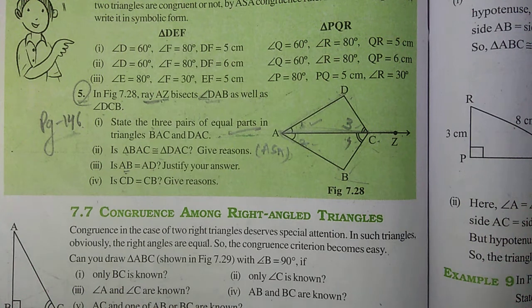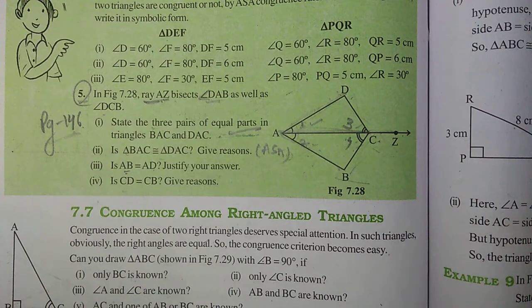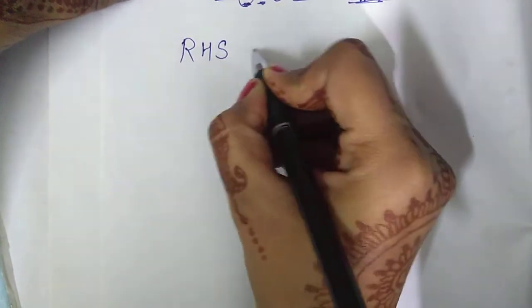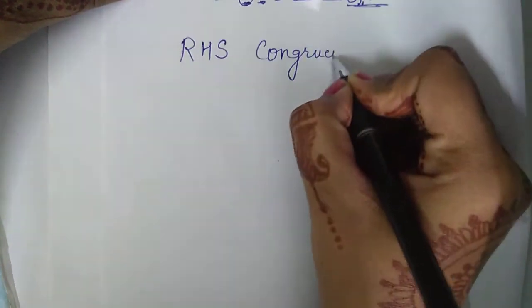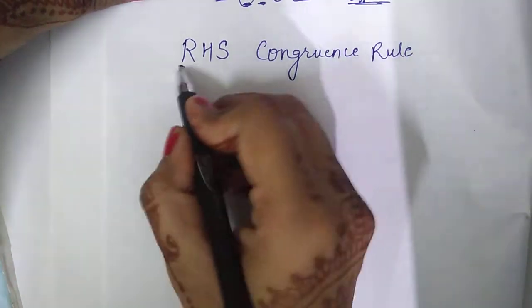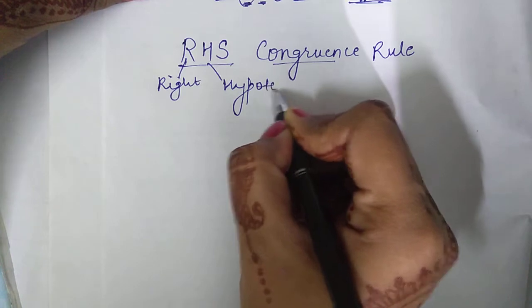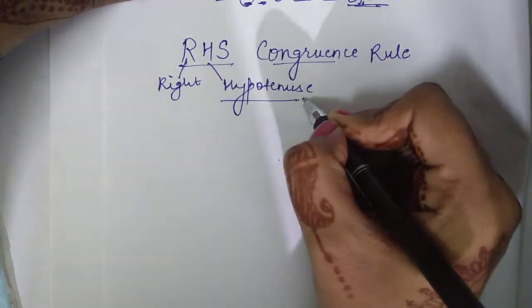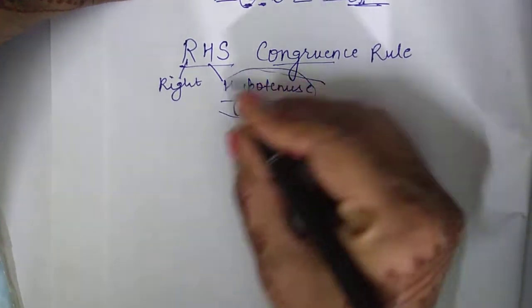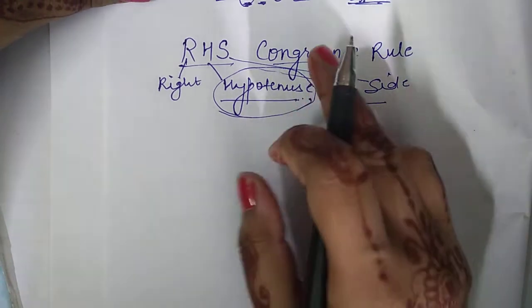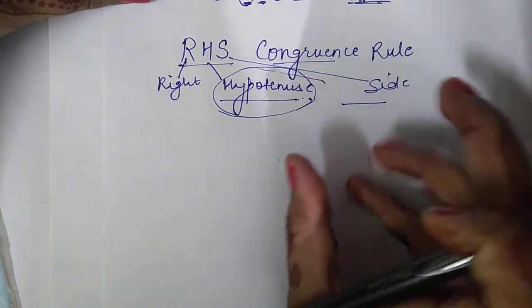Now come to the third one, that is right angle hypotenuse congruence rule. So the fourth rule that we are going to learn is the RHS congruence rule. This is the last one by which you can prove the triangles to be congruent. R stands for right angle, H stands for hypotenuse, the side opposite to 90 degrees in a right angled triangle, and S stands for side. It means this rule you can apply only in a right angled triangle.